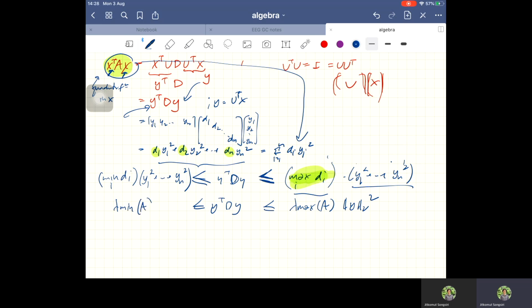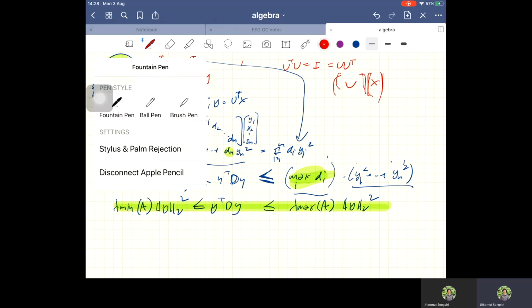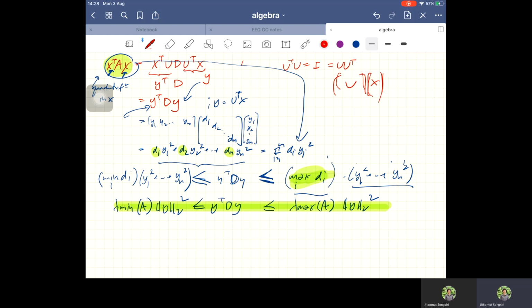The mean of the eigenvalues di is actually the lambda mean of A, multiplied by the norm squared of y. This is a very important inequality, but I'm not finished yet. I'm going to derive it back in the form of vector x.